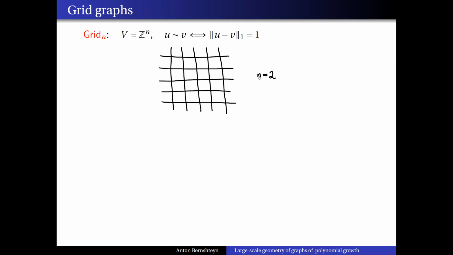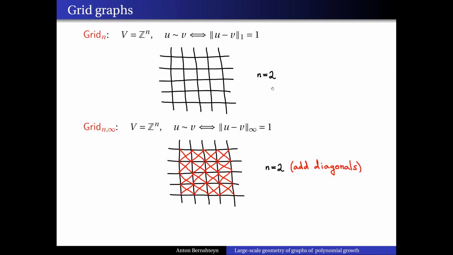So this is the illustration in the case when n is 2, just the usual square grid, in 2 dimensions. You can imagine an n-dimensional version of this. Somehow, for our purposes, it will generally be more convenient to look at a slightly modified variant of this graph, where we add diagonals inside of all of these square cells. The notation is going to be grid subscript n comma infinity. Infinity because the vertex set is still Z^n, and I put an edge between two vertices u and v if their infinity distance is equal to 1, and this creates all these diagonals within the individual square cells.